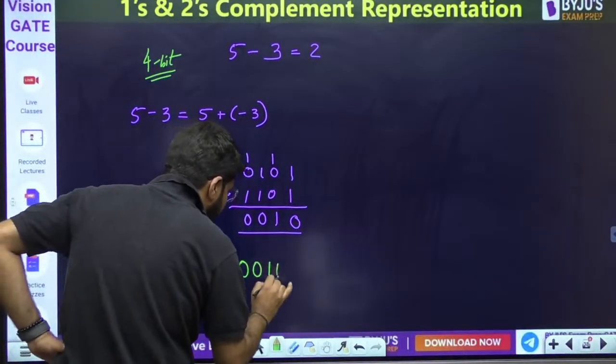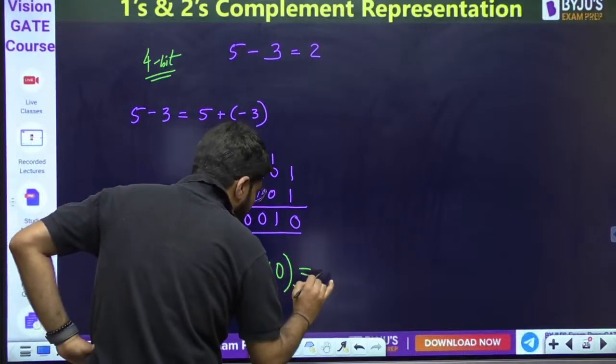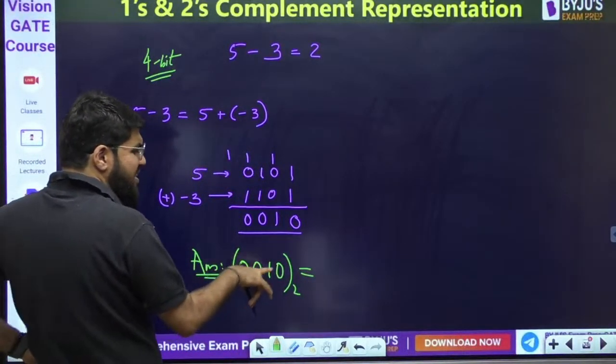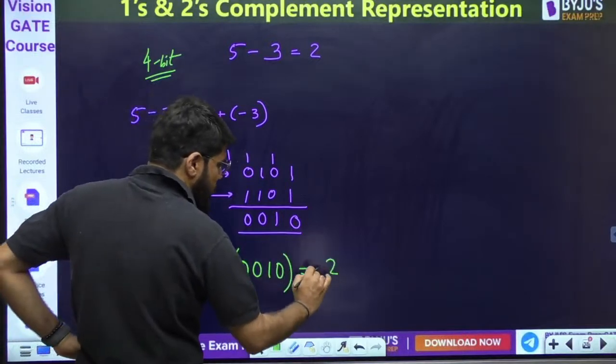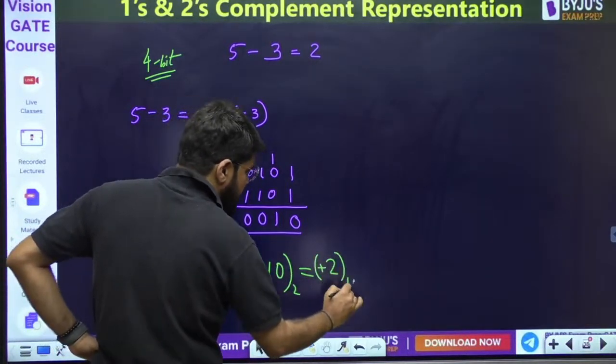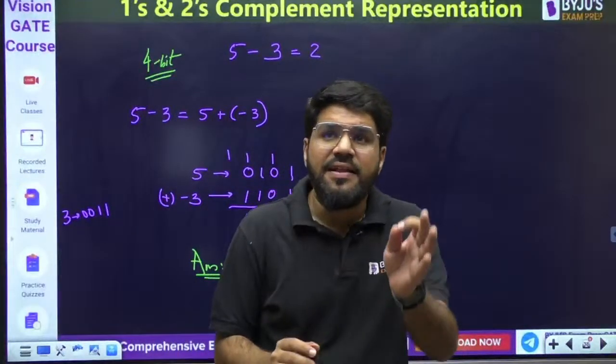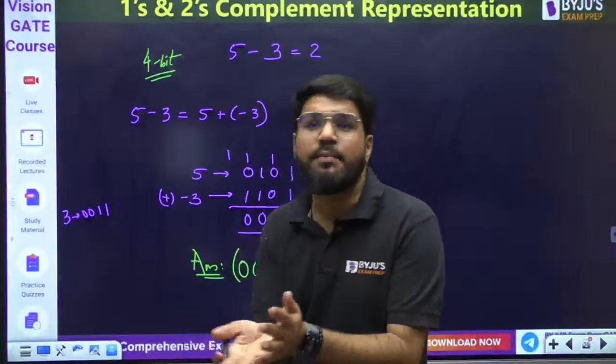0, 0, 1, 0. Okay, that is the binary answer. What is its decimal value? It's a positive number anyway, so you just have to convert to decimal. That is plus 2. Same thing I want. Right? 5 minus 3 is plus 2. So by taking the complement and then applying the addition, I'm getting the perfect result.